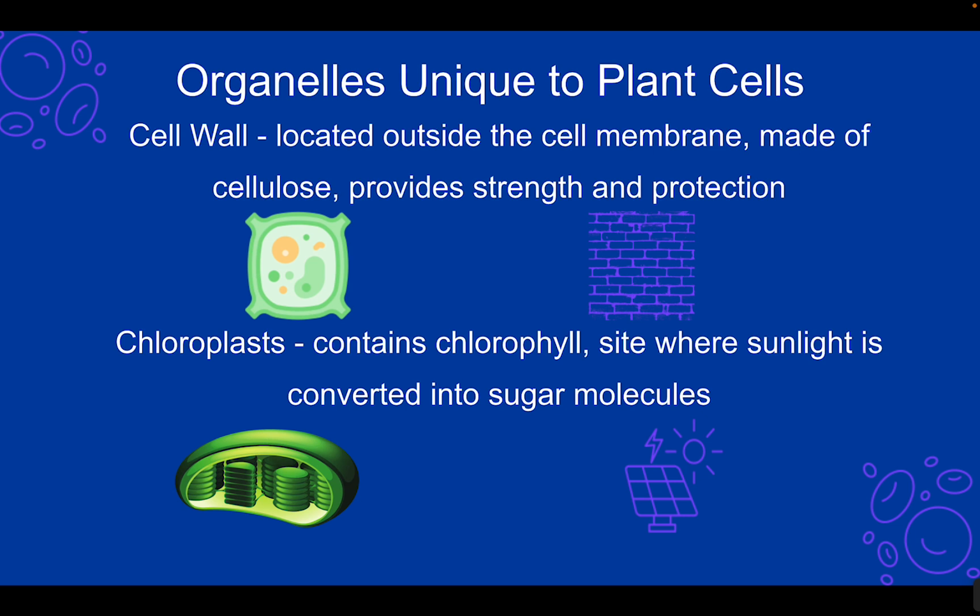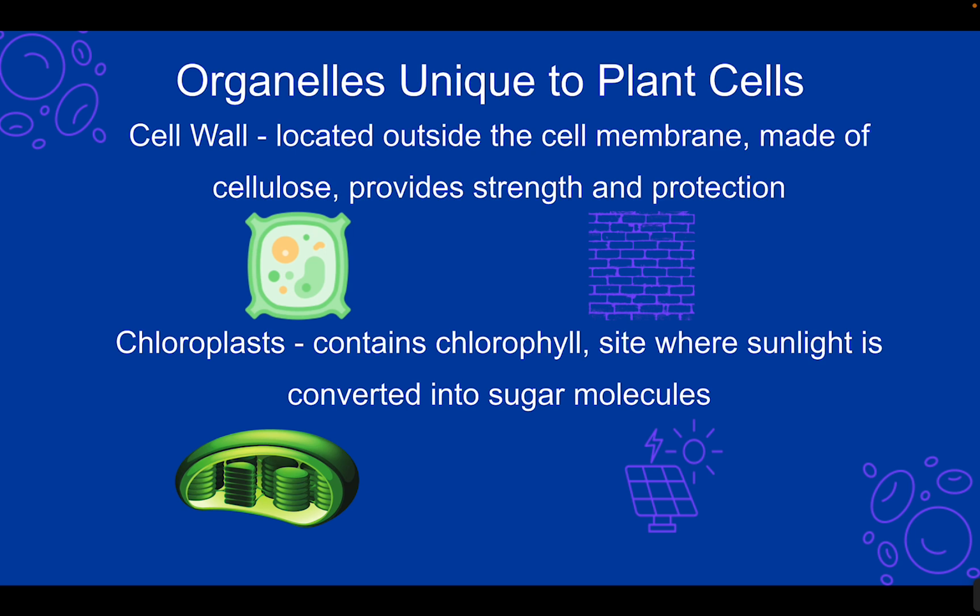The next thing that's unique to plant cells is the chloroplasts. Chloroplasts have a pigment in them called chlorophyll. And so this is what's going to give plants their green color. And you can see that the chloroplast here is also green. Similar to the mitochondria, it also is double membraned. So you have two membranes packaged around these stacks of pancakes here.